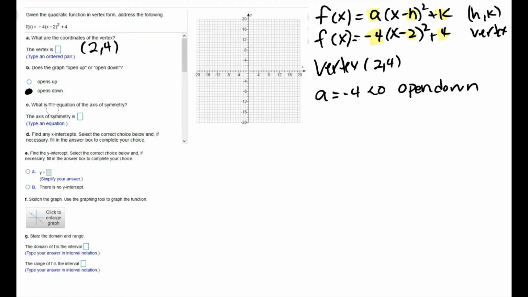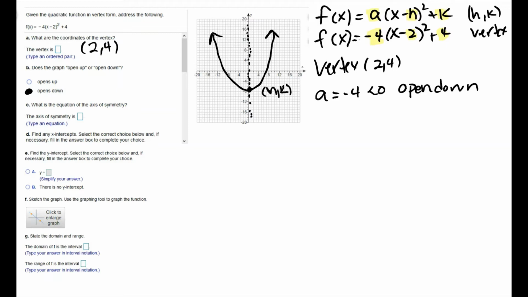The next part, what is the equation of the axis of symmetry? So for a parabola, let me draw an example of a parabola, which I'll erase later. If you have a parabola, the axis of symmetry is going to pass through the vertex. The vertex, remember, is h, k. And it's going to be a vertical line that passes through the vertex. So it's called the axis of symmetry because we're going to have a mirror image around that axis.